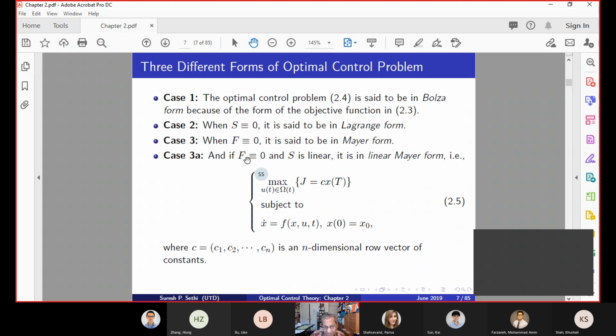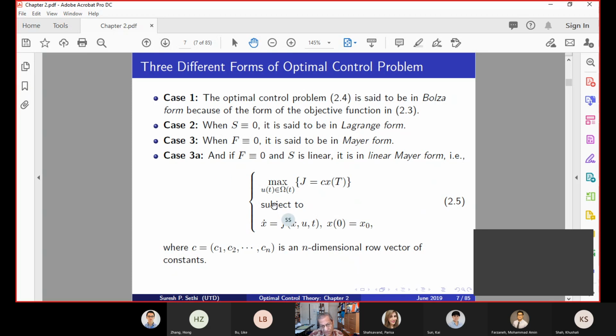So I can have F equal to 0 and S to be like this, C times X of T, where C is a row vector and X is a column vector, X1, X2, up to Xn at T. So C times X of T is the inner product, it's linear, and this problem is called the linear Meyer form. I want to show you very quickly that case 1 and case 3a are equivalent.